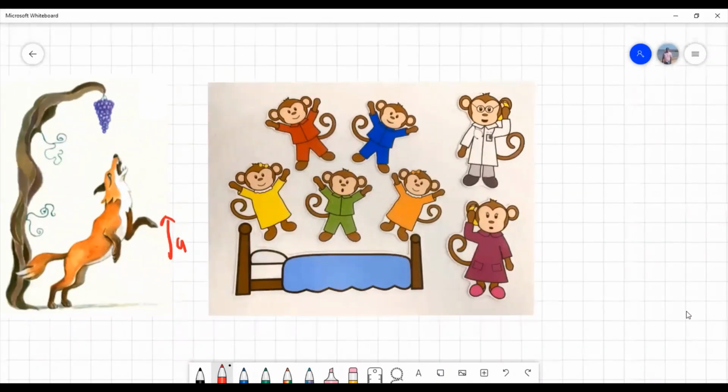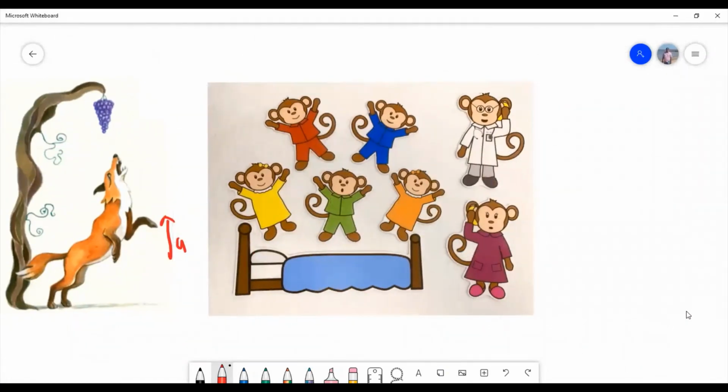And most of the students might have learned about the five little monkeys. So the rhyme goes like this. There are five little monkeys jumping on the bed. So what is this rhyme all about? Five little monkeys jumping on the bed. One fell off and broke his head. Mama called the doctor. Doctor said, no more monkeys jumping on the bed.